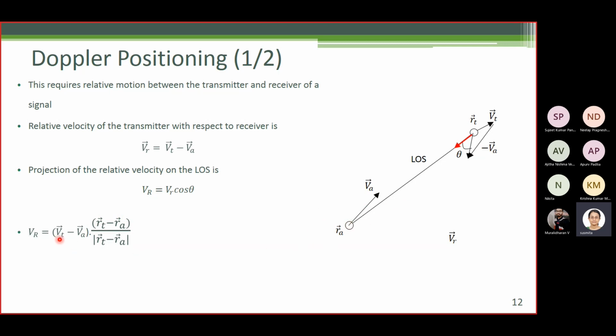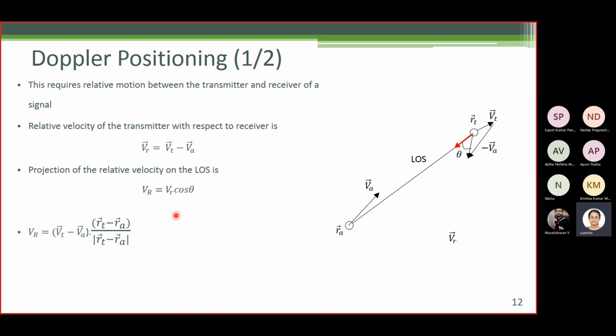Then we have to take the dot product between the relative velocity and that unit vector. The dot product will be V capital R. This is the relative velocity, Vt minus Va, and this is the line of sight unit vector. So the dot product between the two will again be V capital R.